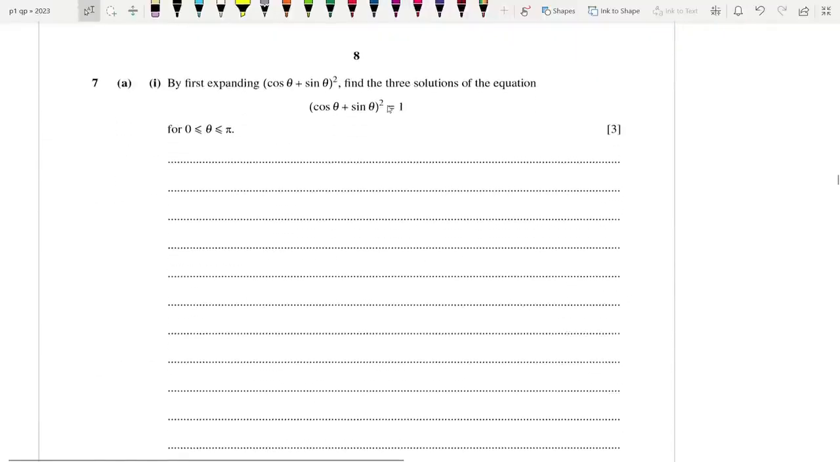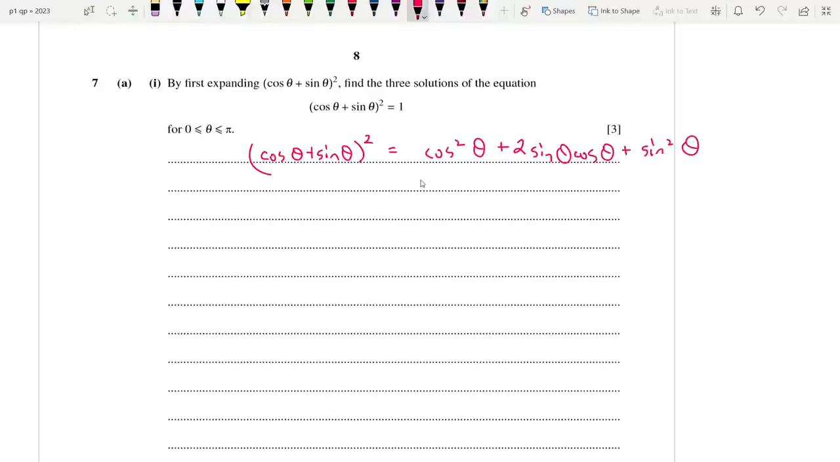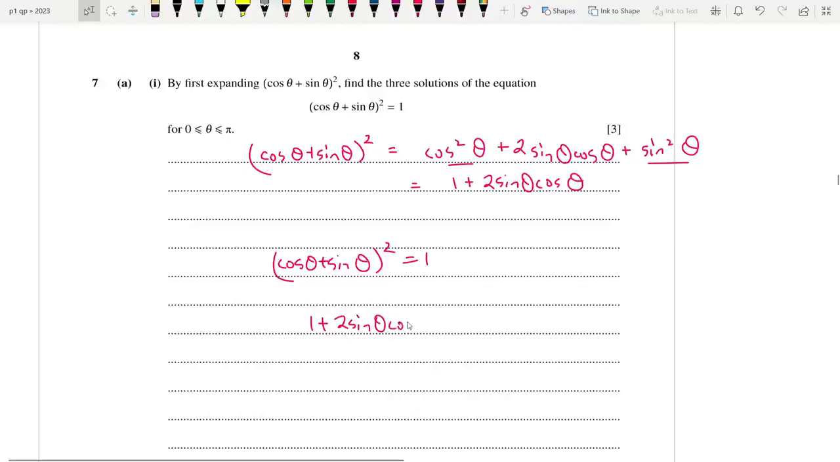Answer 7. By first expanding this, find the three solutions of the equation. Okay. Cos square theta plus 2 sine theta cos theta plus sine square theta. So we know that it has sine square theta plus cos square theta, which can be written as 1 plus 2 sine theta cos theta. Now they want us to write cos theta plus sine theta whole square is equal to 1, or 1 plus 2 sine theta cos theta equals 1.